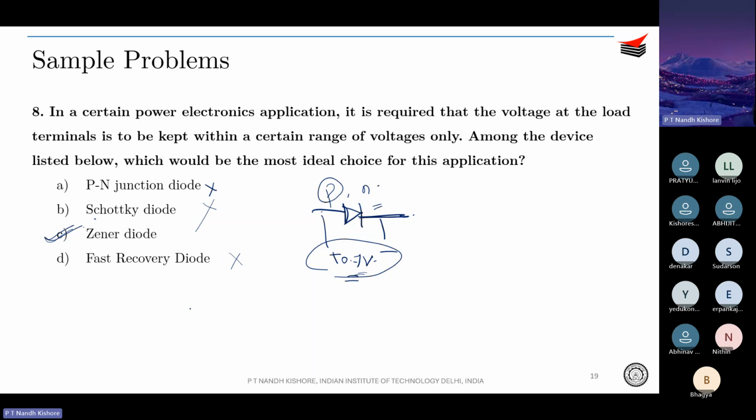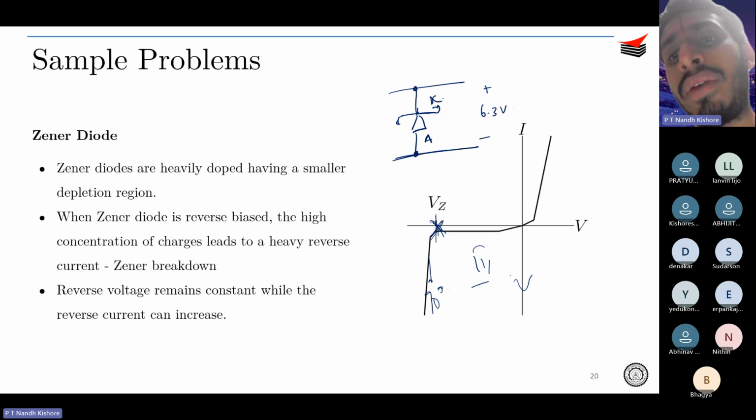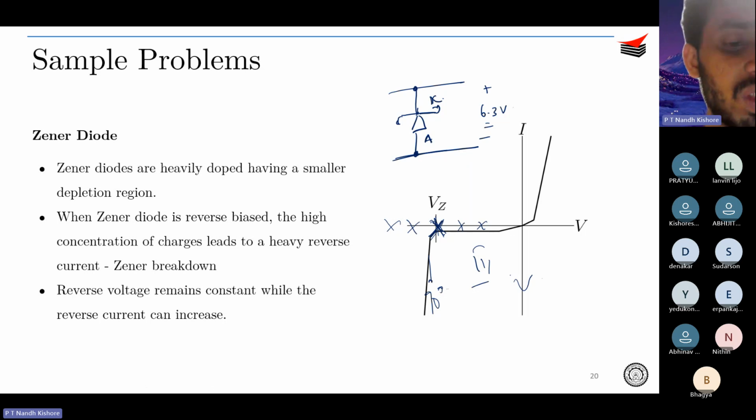So a Zener diode can maintain a particular voltage. In the market, multiple Zener diodes with different breakdown voltages are available. Based on the doping, this VZ can vary. It can be here, here, here, or anywhere. So if you want a 6.3 volt Zener, they are available. 5.7 volt Zeners are available, and so on and so forth. At different breakdown voltages, you get different packages of Zener diodes.